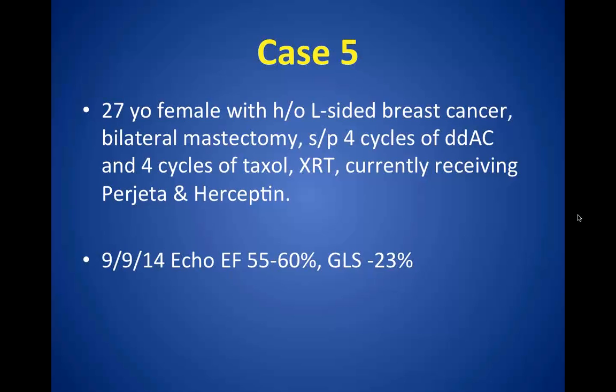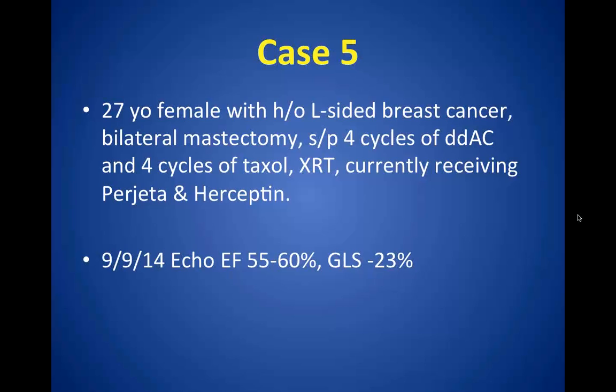And so that's done for 2 reasons, really, to not allow time for cancer cells to return, and also decreases the duration of time in total that the patient needs to get the AC treatment. This was followed by 4 cycles of Taxol. She had radiation, and she's currently receiving Perjeta and Herceptin because this particular patient has metastatic disease. She'll be on the Herceptin maintenance for years.